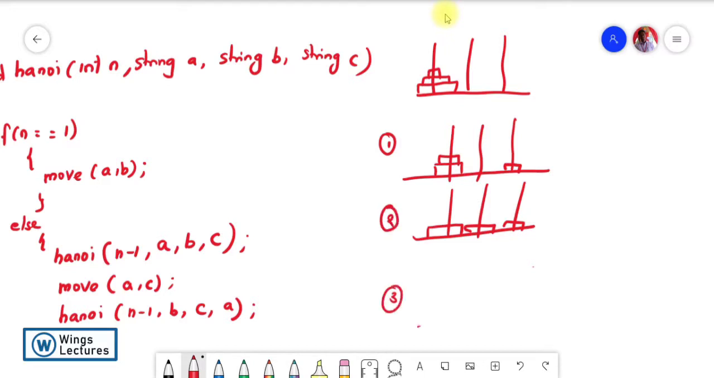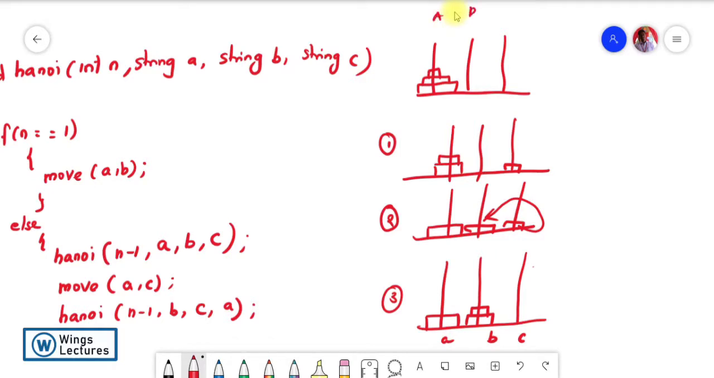On the third step, I am going to bring this small disk to B, and that's how C becomes free. So A, B, C. The next step, step 4, A, B, C, and in step 4 I am going to move this big disk to C.